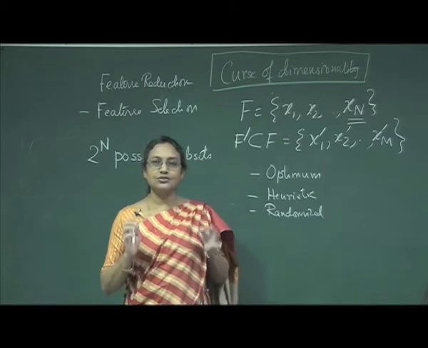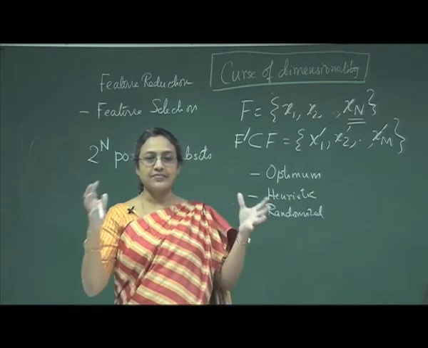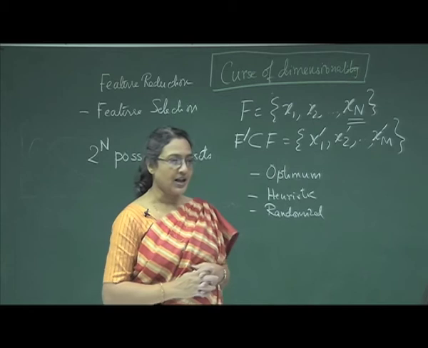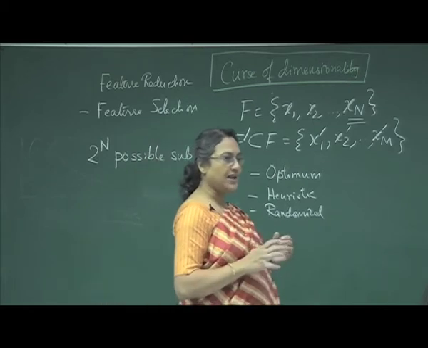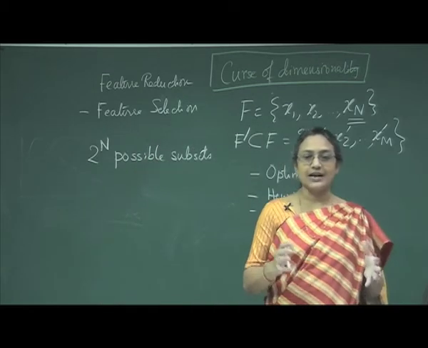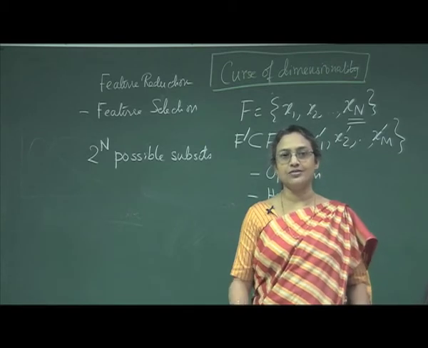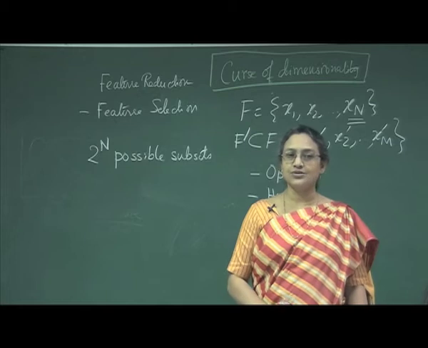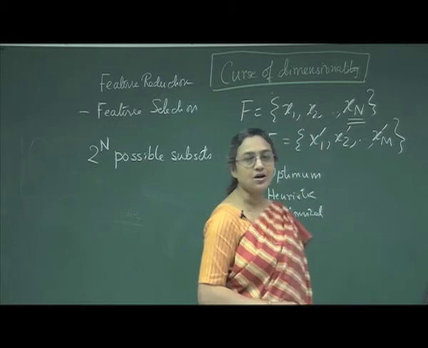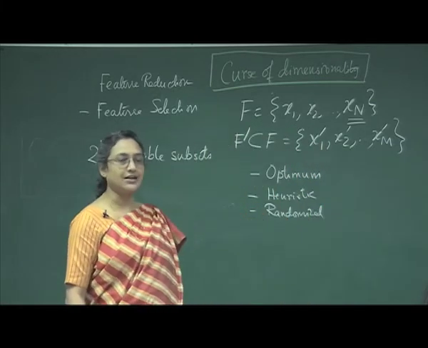However, we can use optimum methods if the hypothesis space or the feature subset space has a structure so that we can have an optimum algorithm which works in polynomial time. Otherwise, we can use a heuristic or greedy algorithm or some type of randomized algorithm.